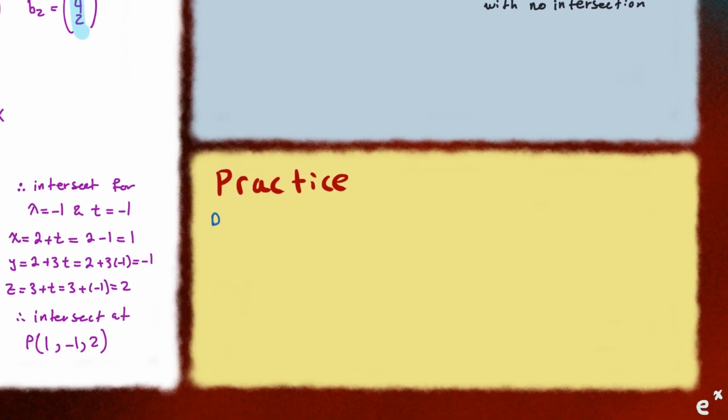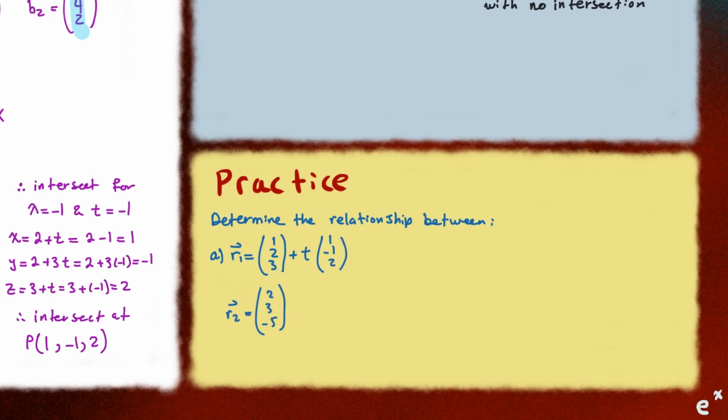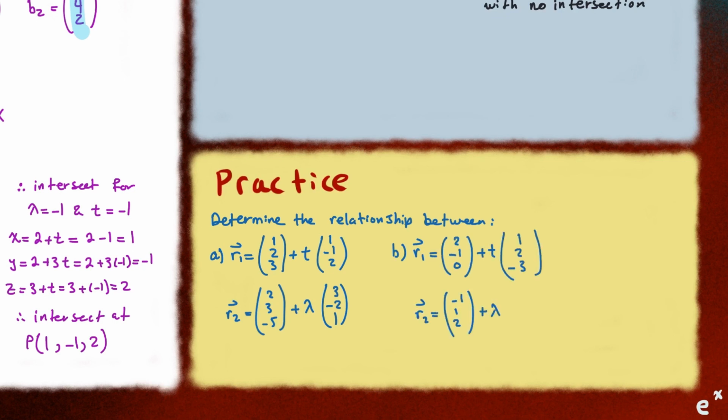I have left you with a practice question to try out on your own, and I will try to post a solution to this as soon as I can in a separate video. I hope that this video was helpful in giving you an idea about intersection of lines and when they are skew, when they are coincident, when they are parallel, and when they are intersecting.